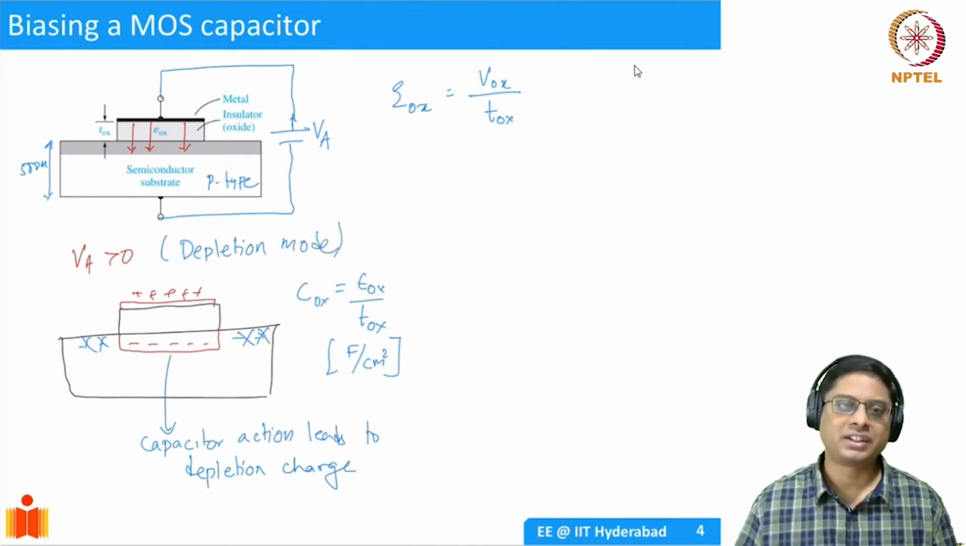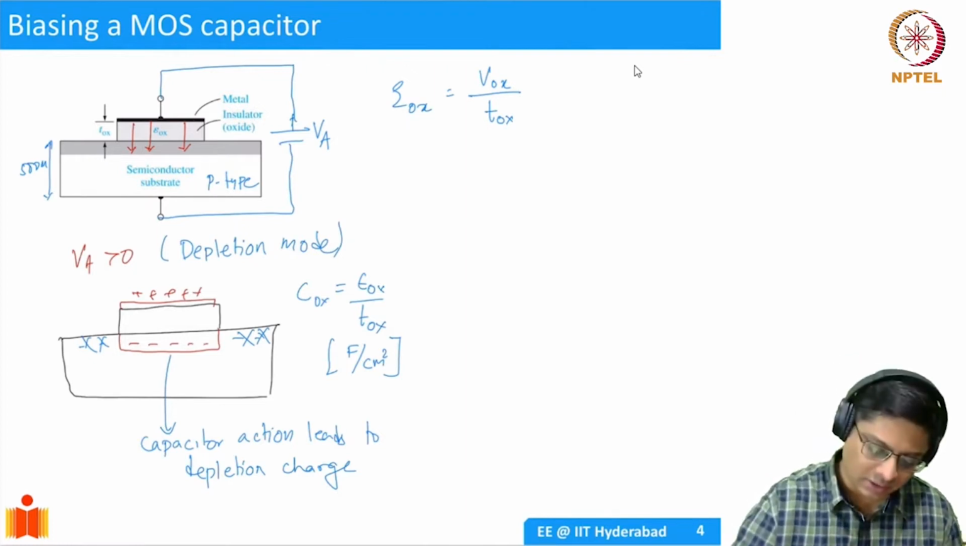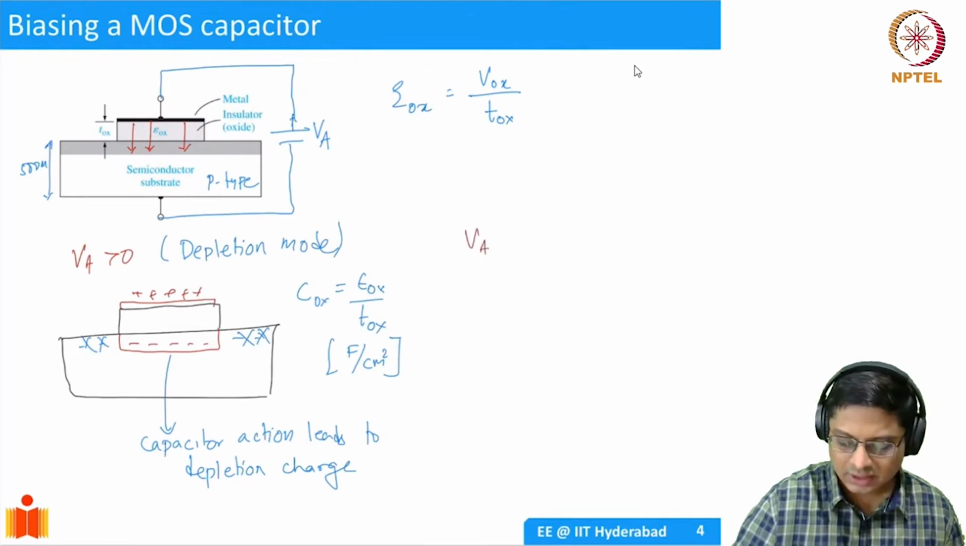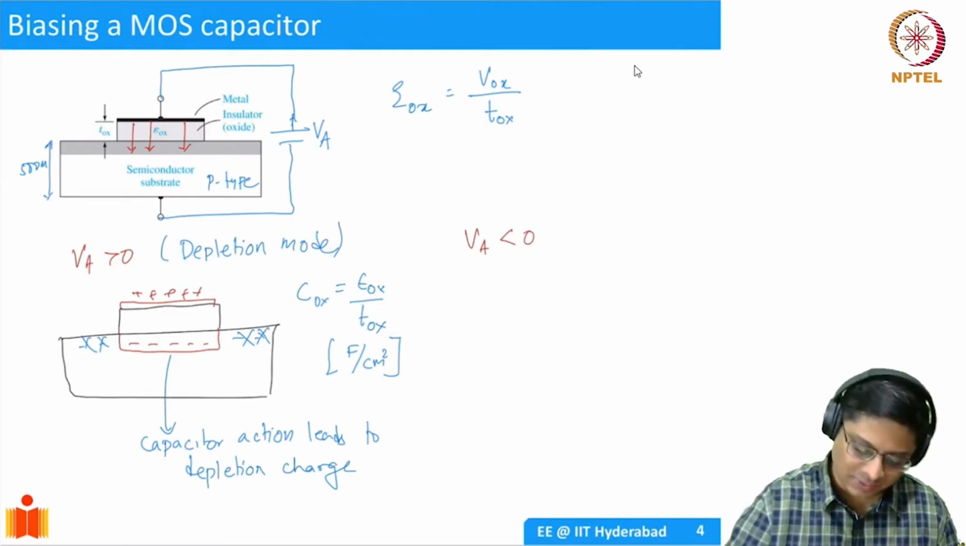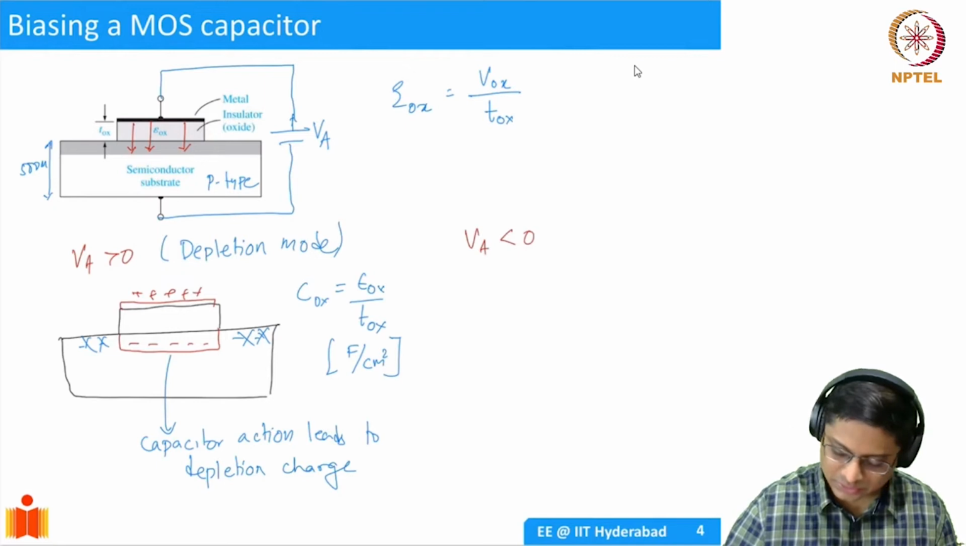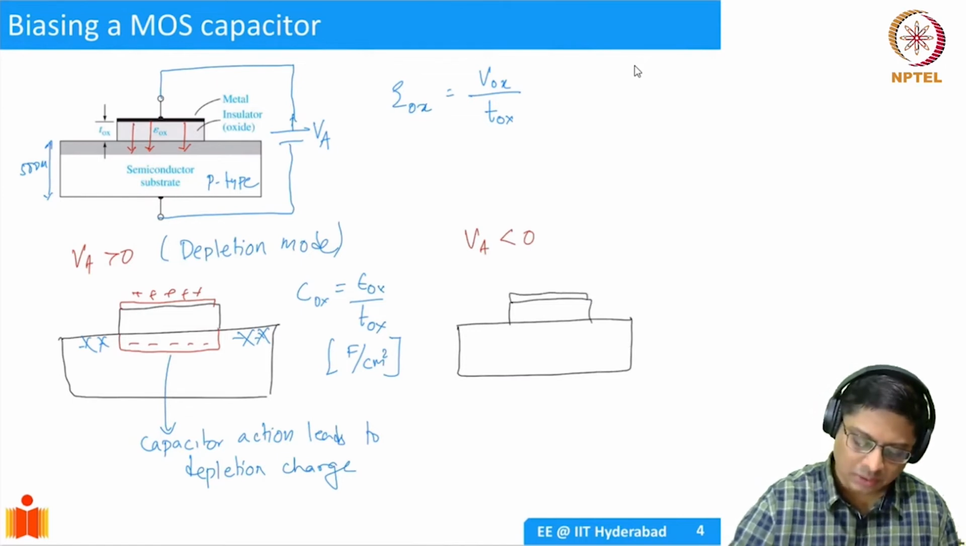If you take a p-type semiconductor and let's say apply a positive charge, it's called a depletion mode. You are depleting the substrate. You could have another scenario wherein you apply VA less than 0. Okay. When you apply VA less than 0, what happens? Well, you have the same substrate, and then there is an oxide, and then on top of it there is a metal. But now you are adding negative charge on the top.